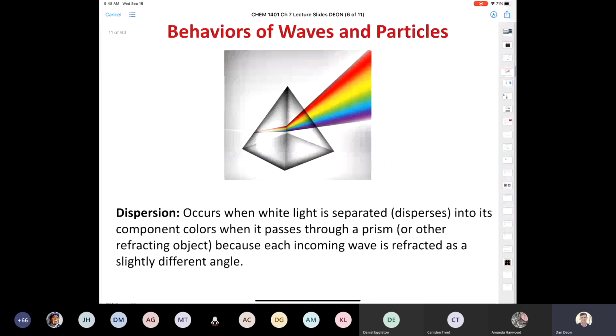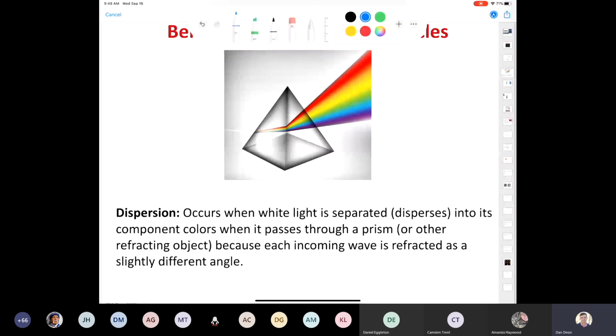Dispersion is what happens when white light is separated, or it gets dispersed, into its component colors when it passes through a prism. And if you're like, well, isn't this refraction? No, the prism is doing the refracting, right? So it says here that the prism is a refracting object, but what's actually happening to white light? White light is made up of all wavelengths of light.